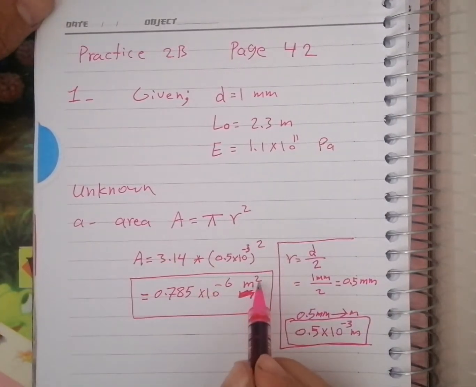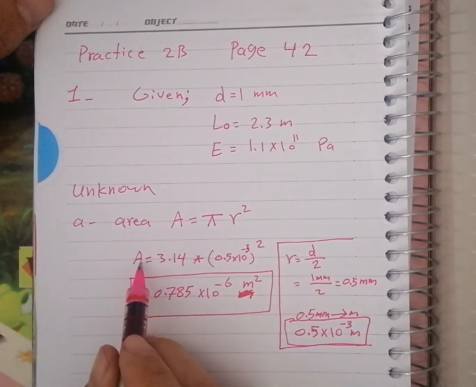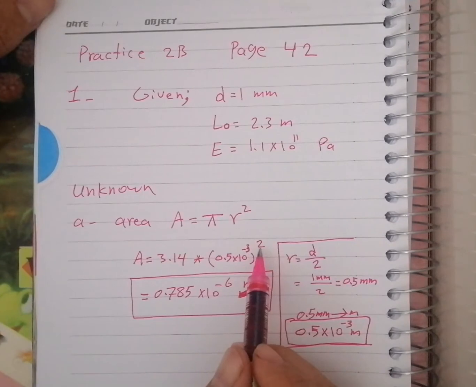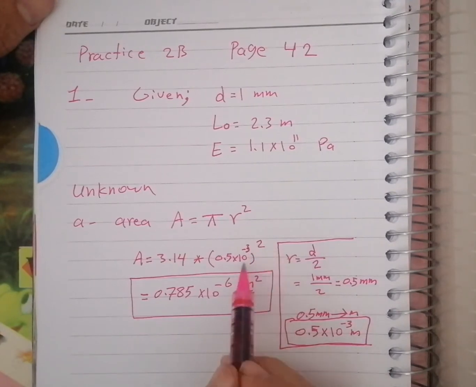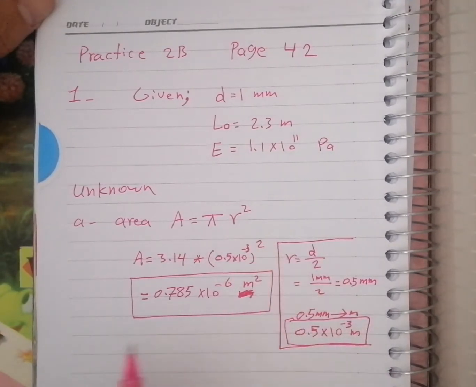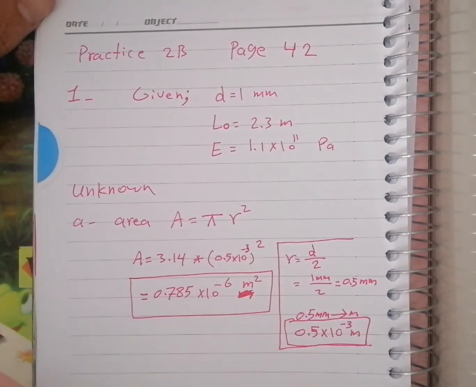Why is it meter squared? Well, because it's area. That's why you get meter squared, because it's area. This is the job for this squared here. Once you have the meter, you square it and you get meter squared. All right, so this is the answer for A.